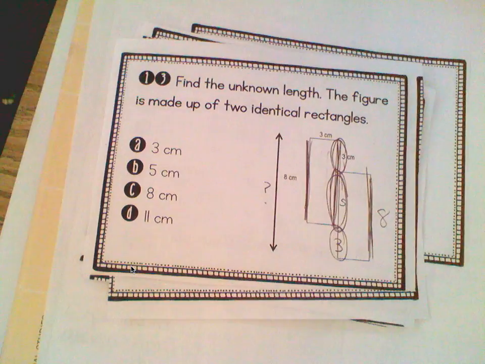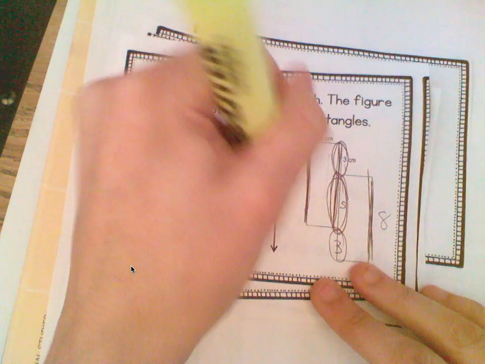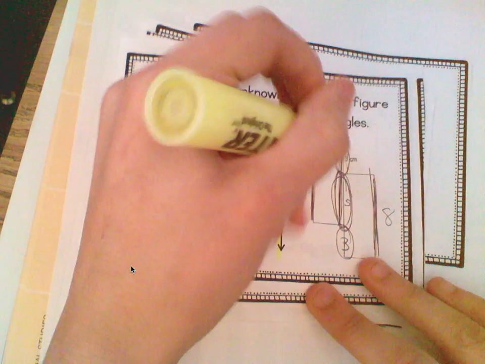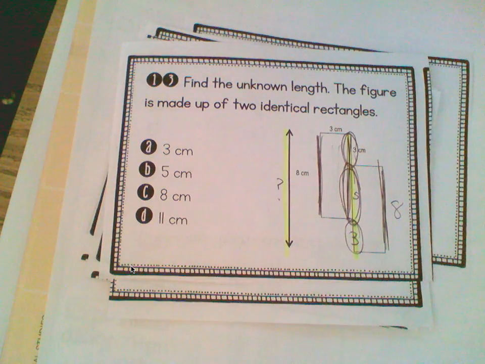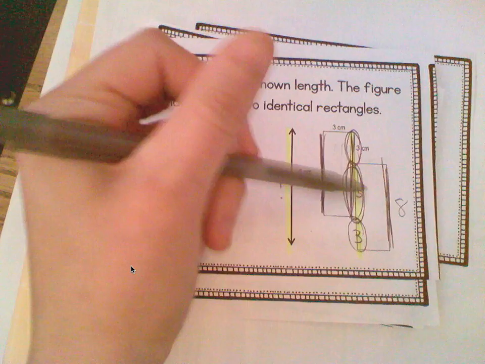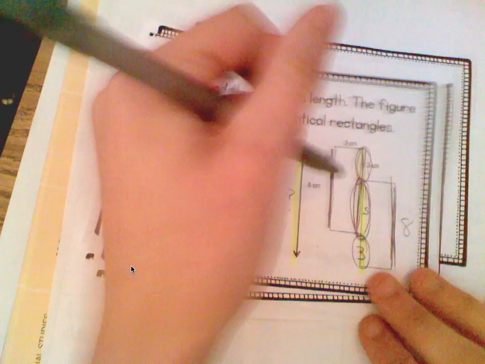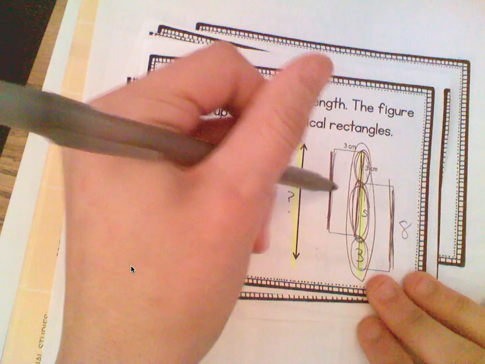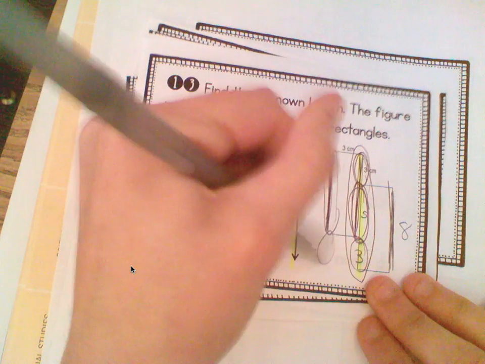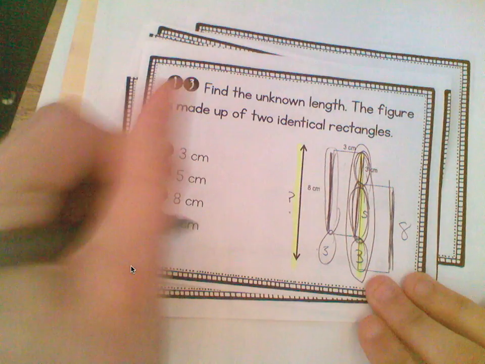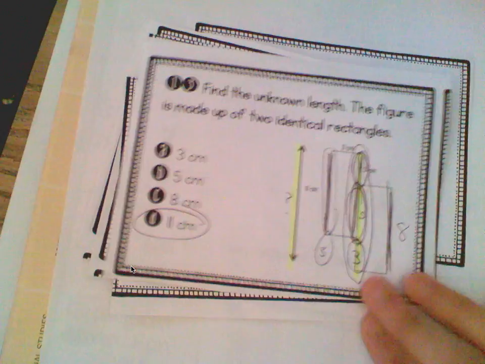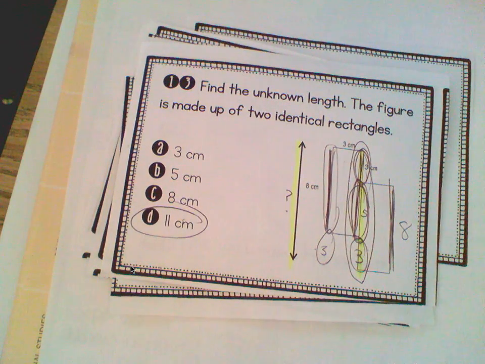So I'm trying to find this whole side, and I kind of see this whole side right here. So I can add it all together. So I have 5, 6, 7, 8, 9, 10, 11, and I see that this whole side is 11, which makes sense because if this is 8 and this is 3, that also would be 11. So my length for this one would be D, 11.